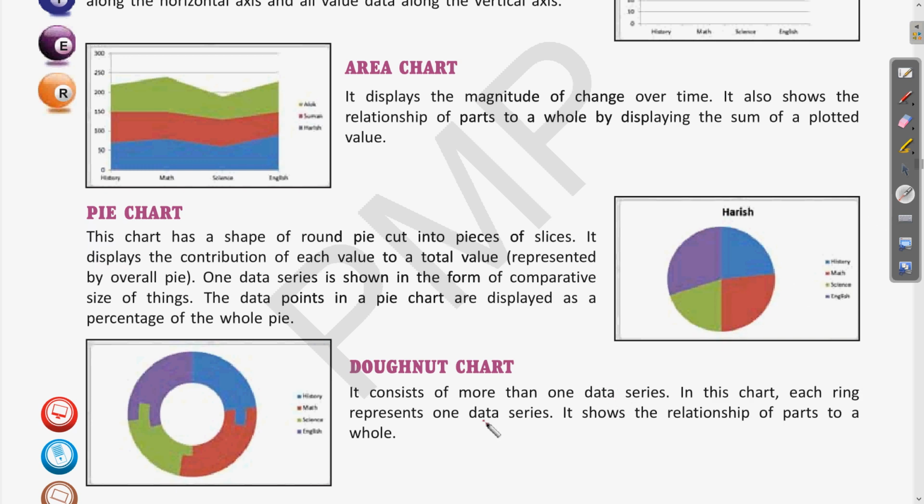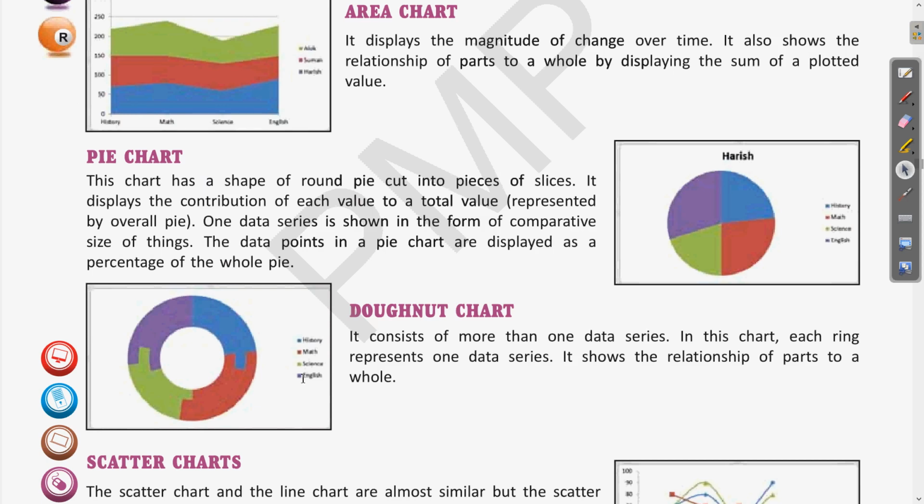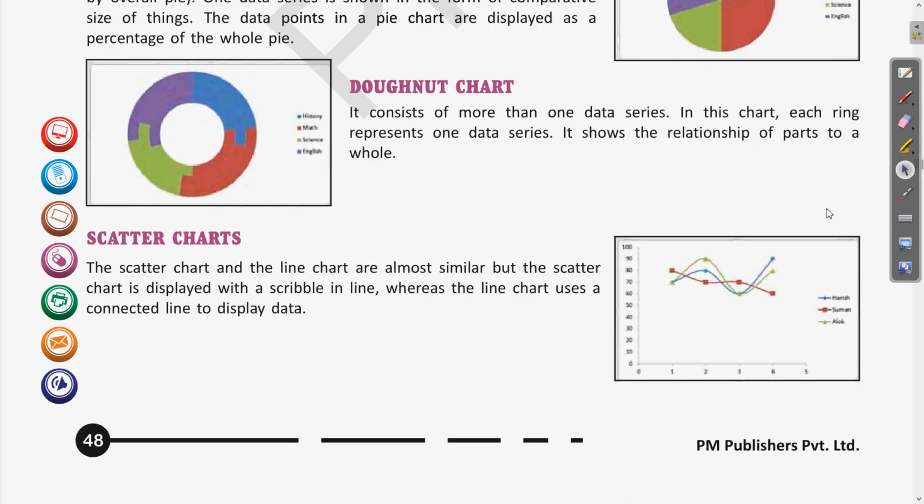Then donut chart we have seen. Here we have two or more than one ring, and one ring at a time will denote a single value or a single data series. Clear? Then scatter chart we have seen, similar to the line chart. These have scribble lines, and they are connected with each other. So this was the scatter chart.